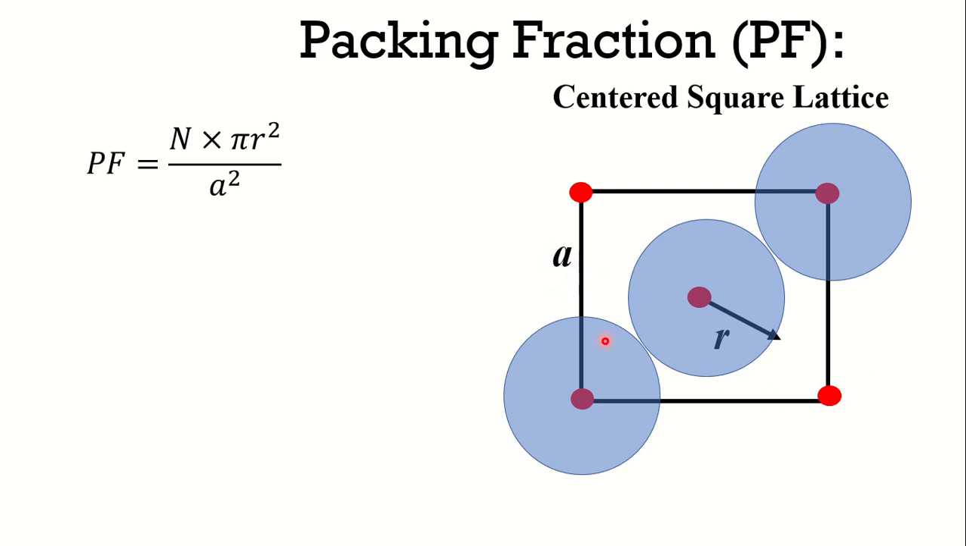I have R plus 2R plus R, so 4R is equal to the diagonal, which is A root 2. So 4R equals A root 2, and n equals 2. If I put all these values, I can estimate the packing fraction. I am leaving this for you. Try to solve it at home and write in the chat box what the value should be.